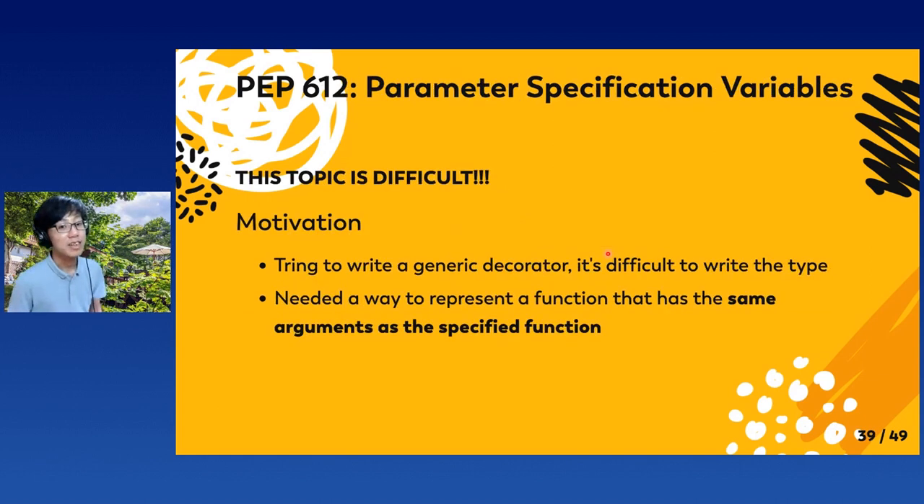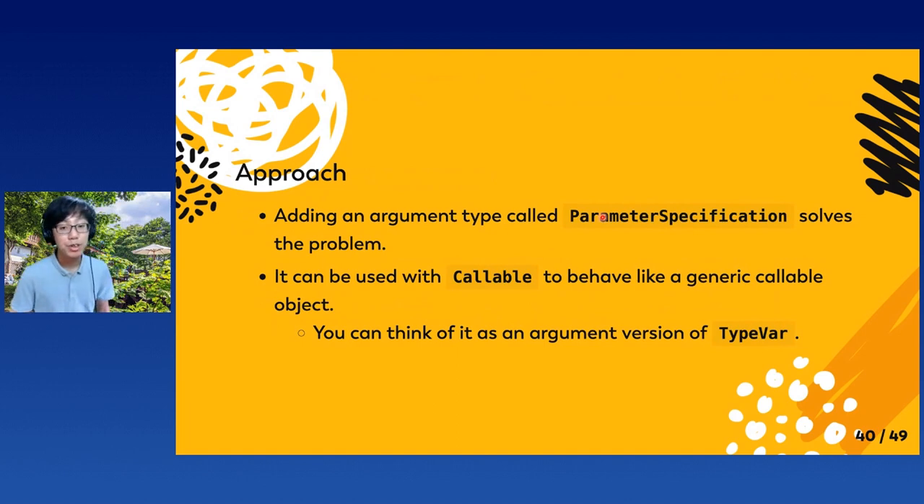And this feature is very difficult. It's parameter specification variables. The motivation is here. When trying to write a generic decorator, it's difficult to write the type. It needed a way to represent a function that has the same arguments as the specified function. This approach, adding a type called ParamSpec, solves that problem. It can be used with Callable and behaves like a generic callable object. Yes, you can think of it as an argument version of TypeVar.